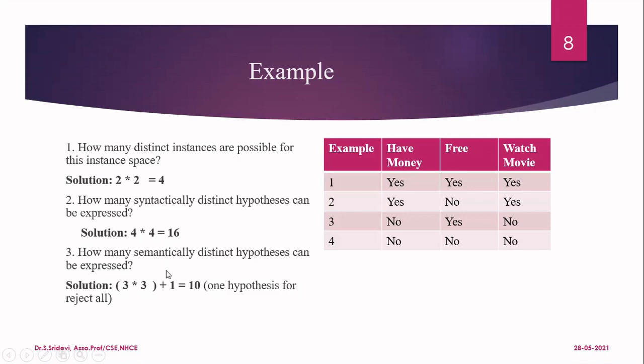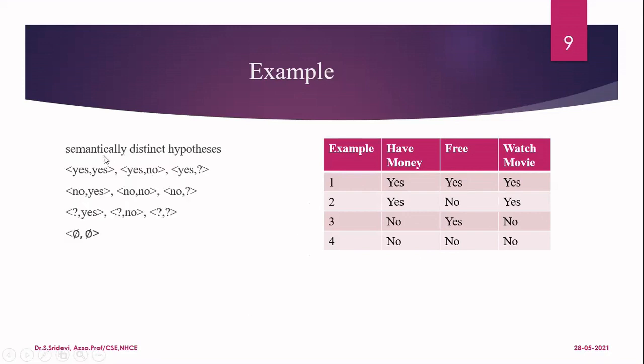Now to understand semantically distinct hypotheses, we have already seen that for whatever this instance space is, you have to add only one number, not 2, because 1 is for question mark. So instead of 2 multiplied by 2, I'm going to have 3 multiplied by 3, because 2 plus 1 is 3. Finally, I'm going to add this plus 1. This is for one hypothesis for rejecting all. So if you consider this totally, I will have 10 different hypotheses for this particular data set. This 10 is nothing but capital H. Now let us see what the 10 different hypotheses possible for this data set are. So I can now say that semantically 10 distinct hypotheses are possible.